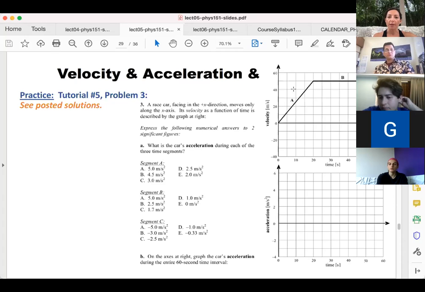But to go from this velocity to 0, and then we have here that it is negative.